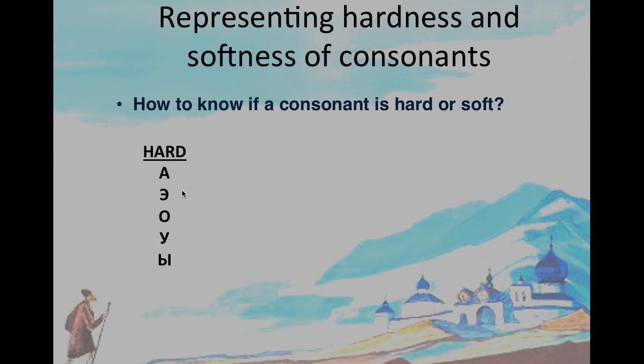Okay? So if you see these vowels, you can assume that the consonant before it is hard. Okay? So if you see а, э, о, у, or ы, you can assume that the consonant before it is hard. If you see any of these, you can assume that the consonant before it is soft. So here we go.